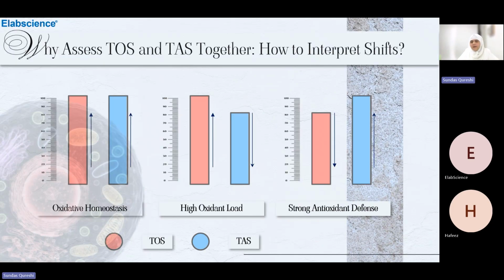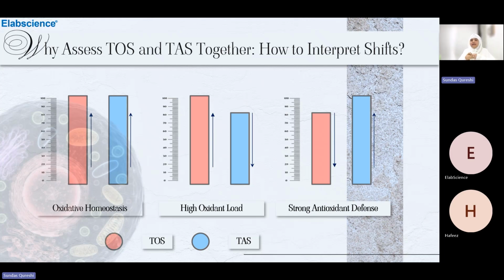First of all, why we assess TAS and TOS together and how we can interpret the shifts. Measuring just the oxidants or antioxidants individually will limit the view of the cellular redox state. So by combining these two in the same study, we can gain a complementary perspective, capturing both the oxidative load and antioxidant capacity. There are different patterns which can emerge.